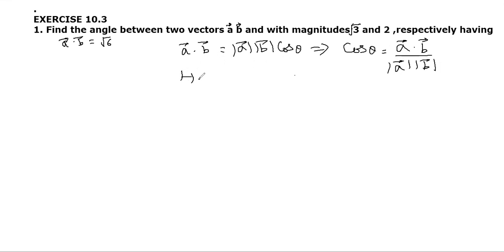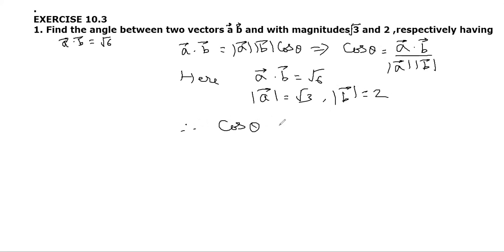Now here we have been given all values. A dot B is given as root 6, and the magnitude of A is equal to root 3, and the magnitude of B is equal to 2. Therefore, substituting values, we get cos theta is equal to A dot B, which is root 6, over magnitude of A, root 3, into 2.